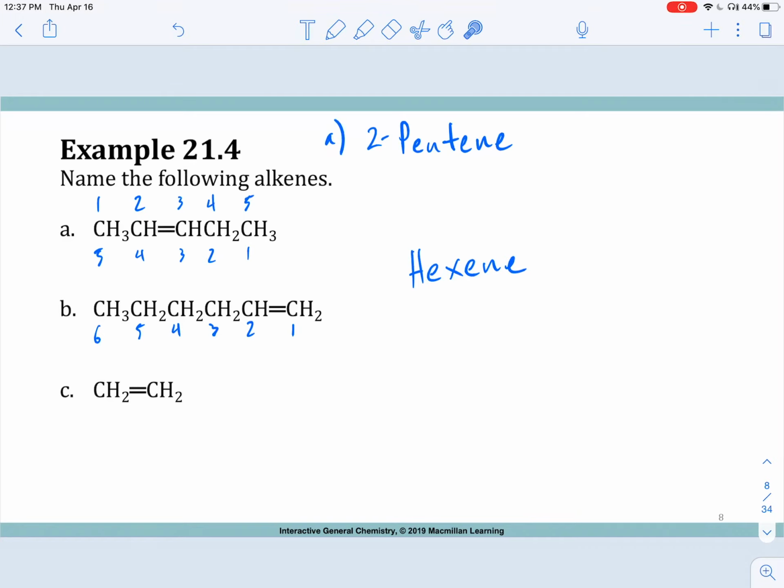Let's take a look. Okay, this is hexene, and now we need to tell you where the double bond is. The double bond starts at the 1 position, so we just call this 1-hexene.